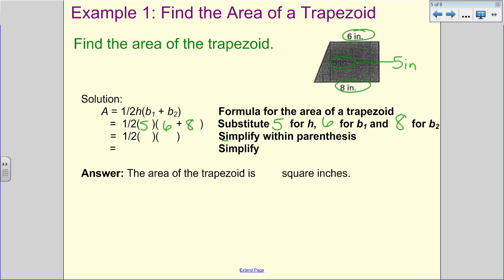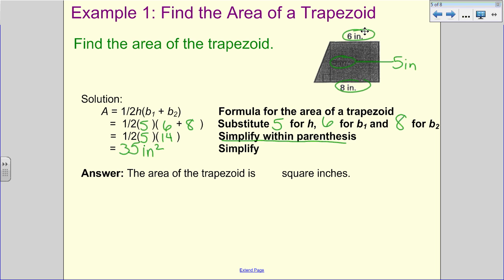You're going to simplify within the parentheses. That's the order of operations. So 6 plus 8 is 14. And then simplify that multiplication. So if you want to do half of 14, because that's easy for you to do in your head, and call that 7, that's great. So 7 times 5 is 35. If you want to do 1/2 times 5, which is 2.5, and then do 2.5 times 14 and get 35, that's awesome. If you just want to check this straight into your calculator, either way, we need to get 35, and this is area, so we need to get inches squared.